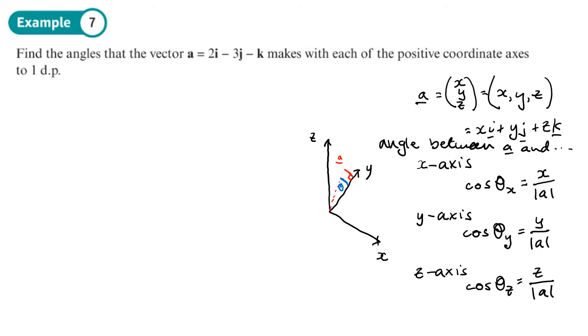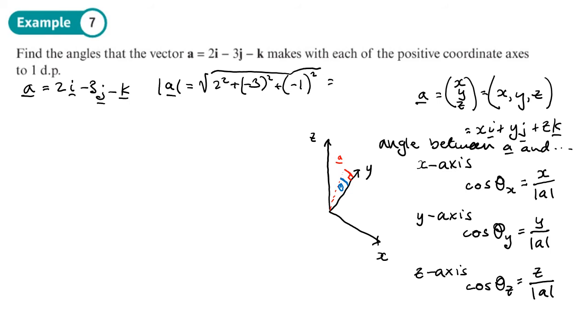Right, so our vector A is 2i minus 3j minus k. We're going to need the length of A for all of these, so that's going to be the square root of 2 squared plus negative 3 squared plus negative 1 squared.